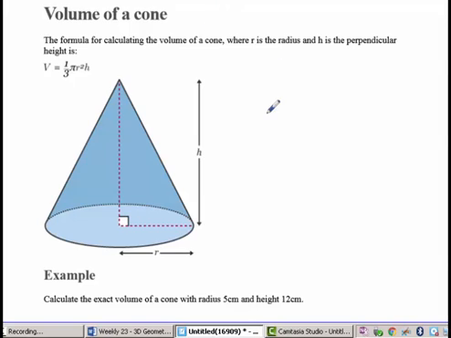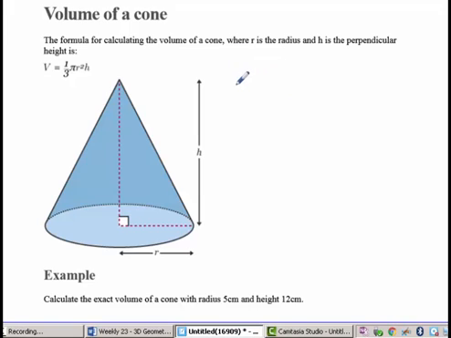Let's look at the volume of a cone. The formula for the volume of a cone is 1/3 pi r squared h. R is the radius, h is the height, and if you recall that a cone is basically 1/3 of a cylinder, and so if you are able to remember the cylinder formula, then you should be able to remember the formula for the volume of a cone. The cylinder does not have the 1/3 in it.